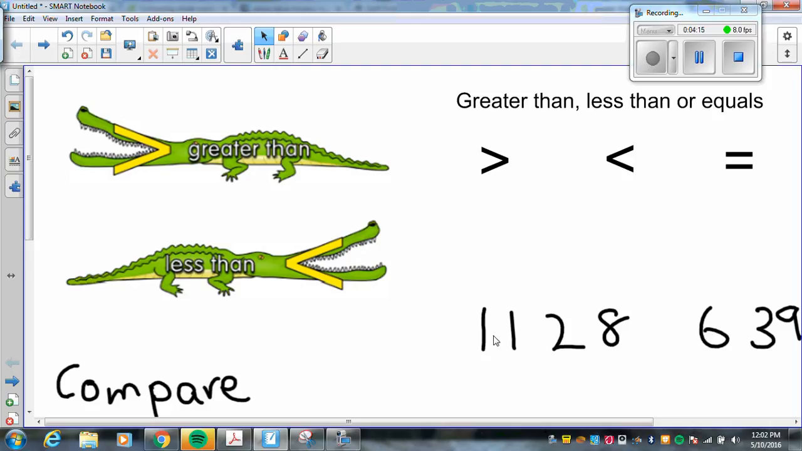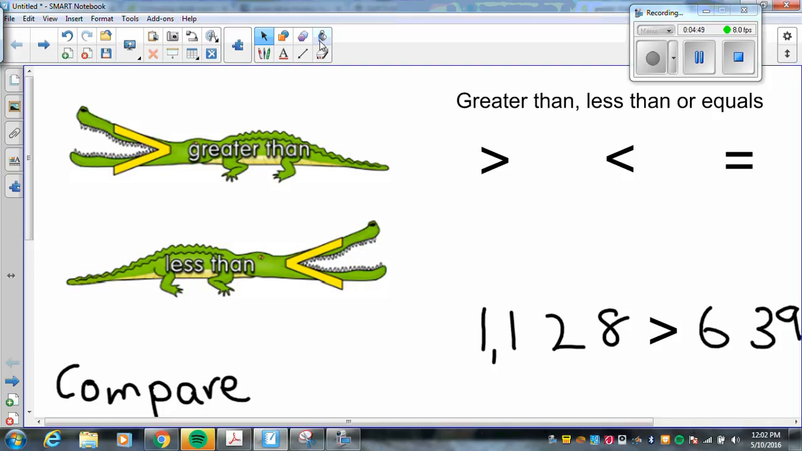But that's not quite right, is it? Because this is in the thousands column. Look, there's 4 digits in this number here, 1, 2, 3, 4. Whereas this number is 639. There's only 3 digits. So because this one has 4 digits, we know it's automatically going to be bigger than this one. So again, we'll bring down our correct arrow, and this one is saying 1,128 is greater than 639.